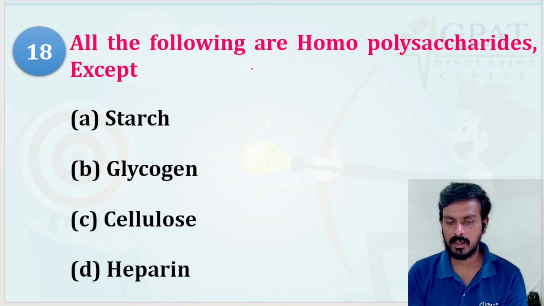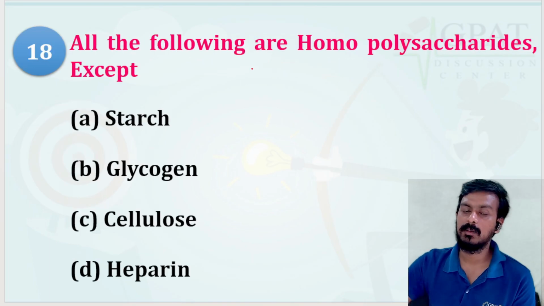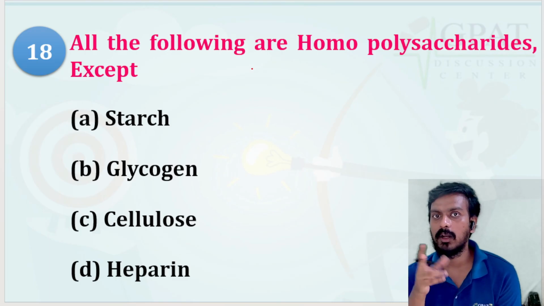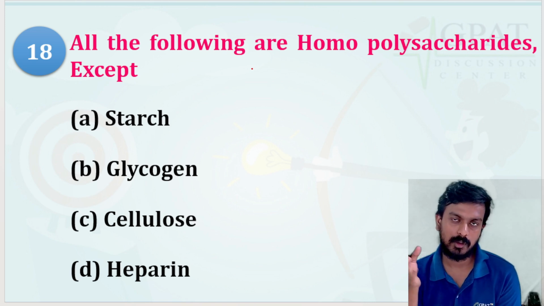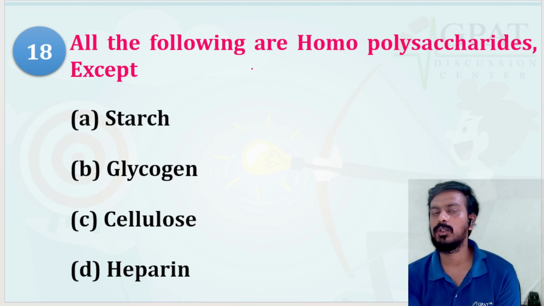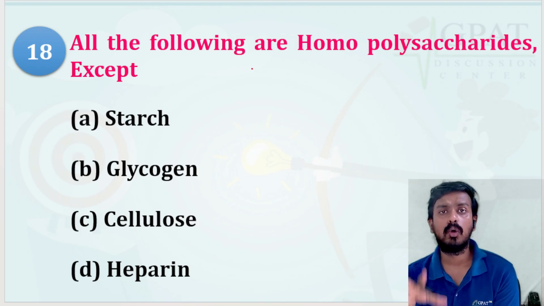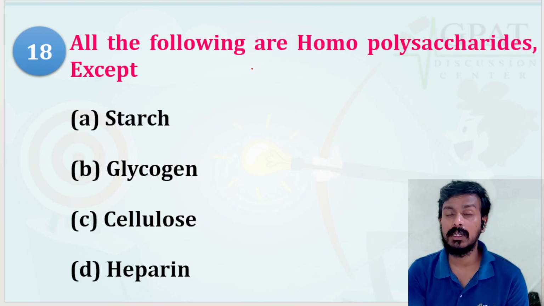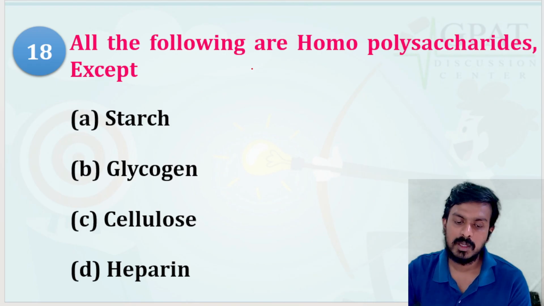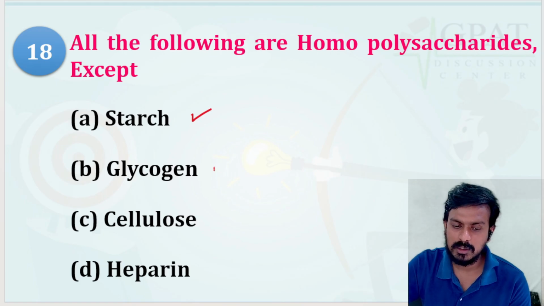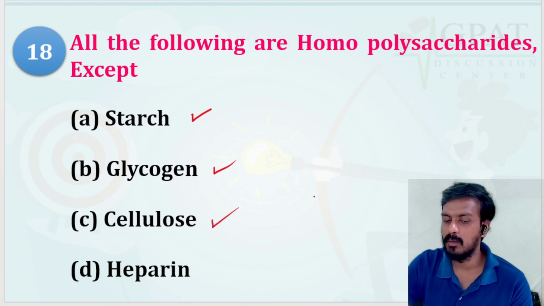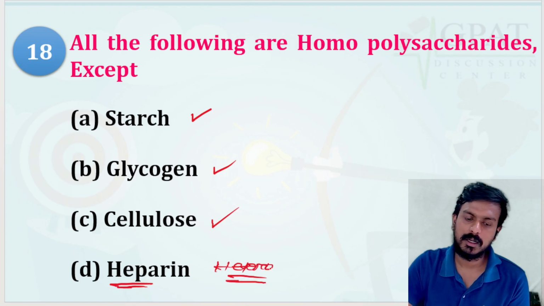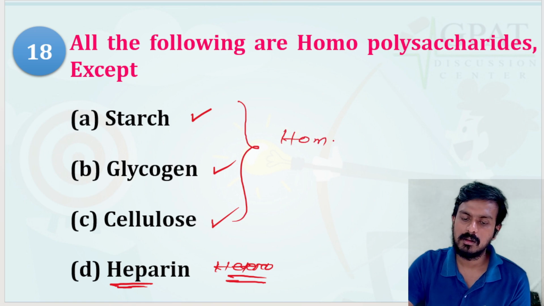Next question. All of the following are homopolysaccharides except. The question basically revolves around one single point: homopolysaccharide, heteropolysaccharide, disaccharide, trisaccharide, monosaccharide. The classification of monosaccharide, disaccharide, trisaccharide, heteropolysaccharide and homopolysaccharide is very, very important. Starch is a homopolysaccharide. Glycogen is a homopolysaccharide. Cellulose is a homopolysaccharide. But heparin is a heteropolysaccharide. All these three are homopolysaccharides.